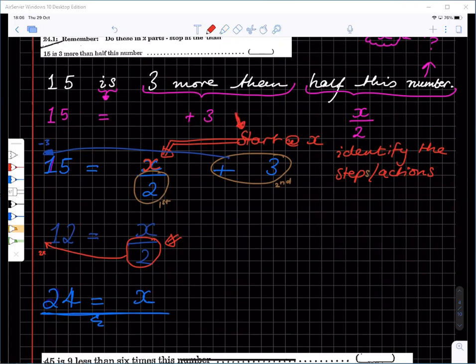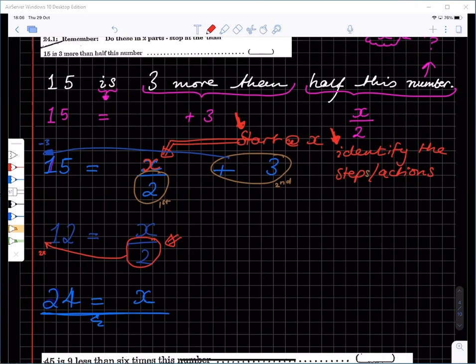We want to work out the X. We're trying to solve now for X. So what do we do? What do we need to do next? We identify the steps or actions. Okay, so what is the first step in brown? What is the first step? The first step is X divided by 2.